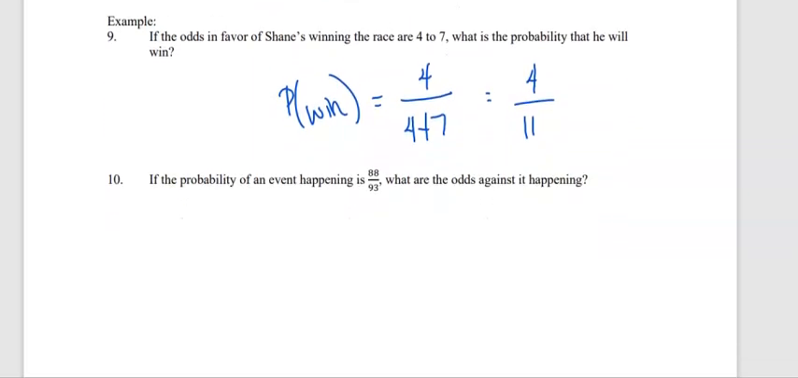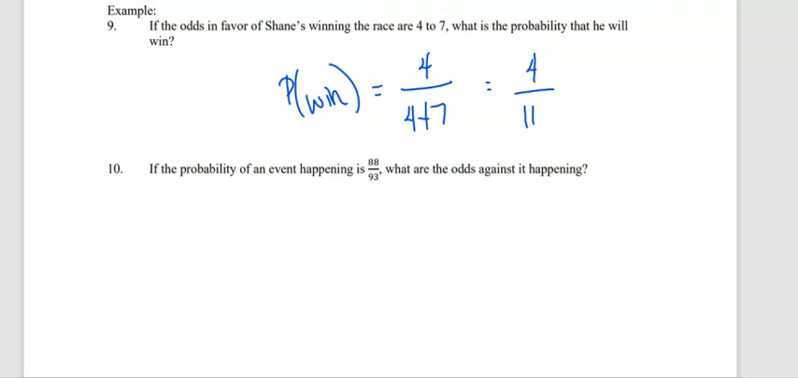Kind of on the reverse side of that, if I give you the probability of an event happening, we can figure out the odds against it happening. So if an event happens 88 out of 93 total times, then how many times does it not happen? And that's going to be the way that you would figure out: you would take the 93 total times, subtract the 88 from that to give you 5. So the odds against it happening are 5 compared to 88.